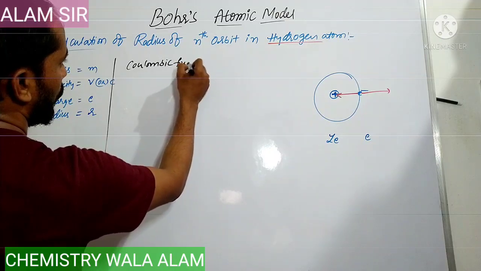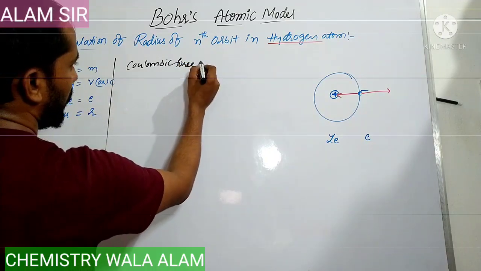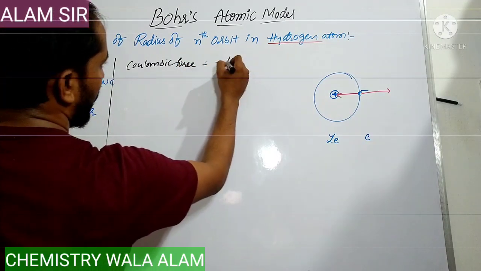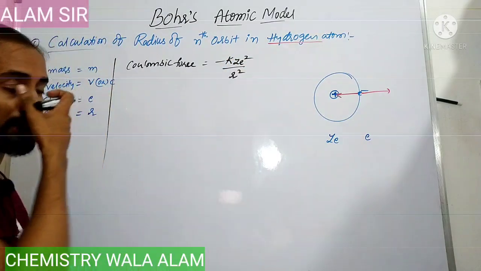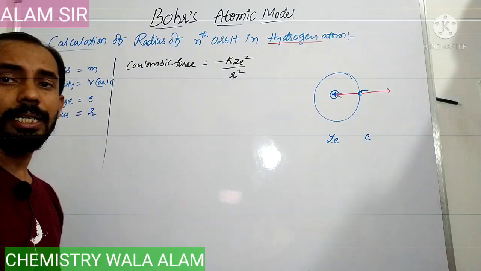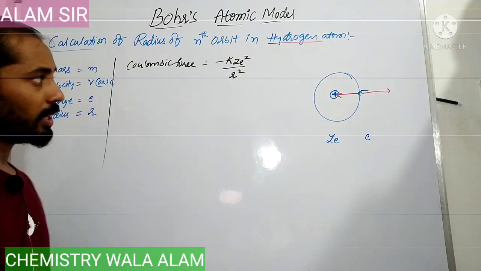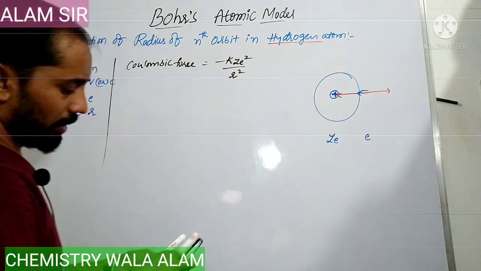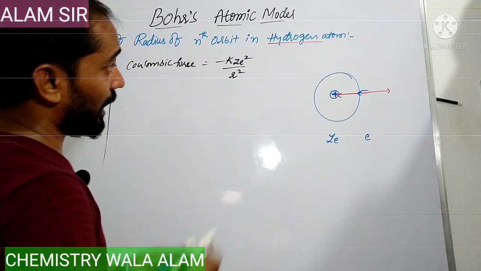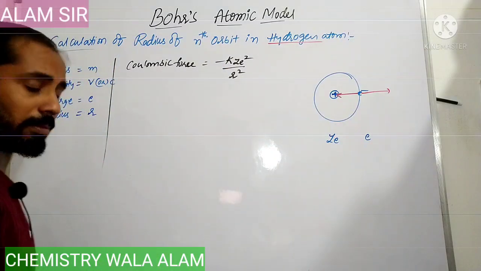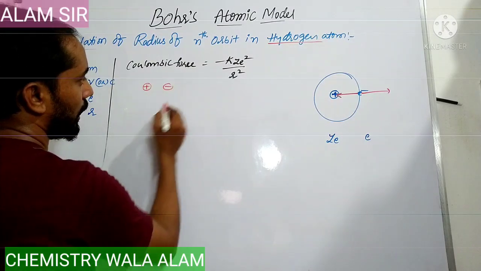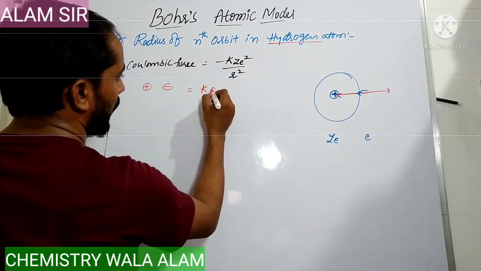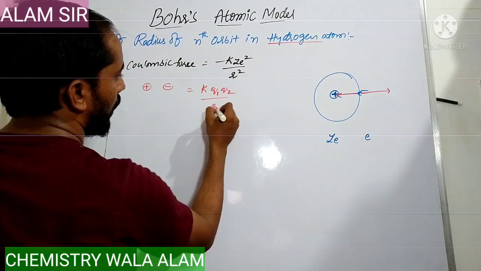So that Coulombic force can be taken as minus kZe² by r². Coulombic force is equal to minus kZe² by r². Next, why has this been taken here? Coulombic force is nothing but the attraction between two oppositely charged particles, which can be given as k q1 q2 by r².